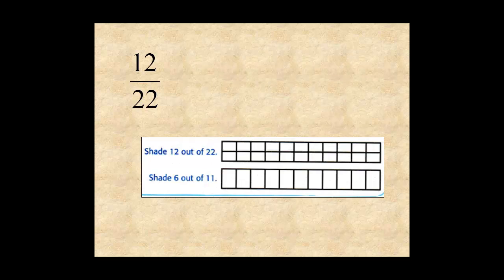And at the bottom of the page, look at the models. Shade 12 out of 22 and 6 out of 11. And you can see they are equivalent.